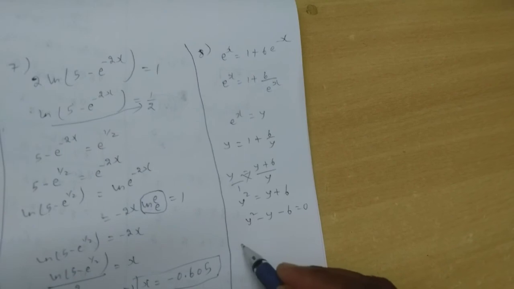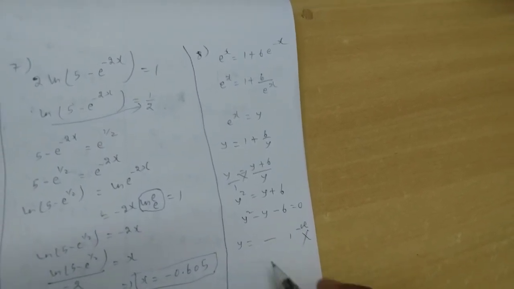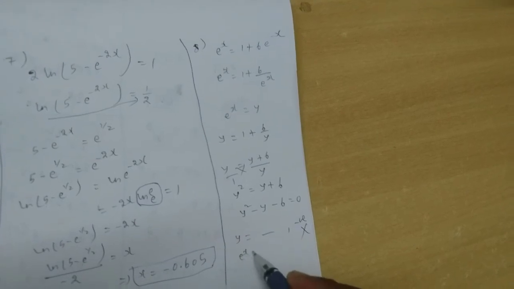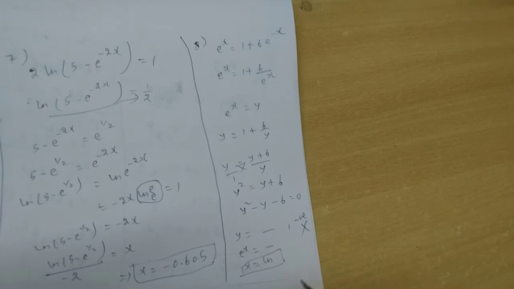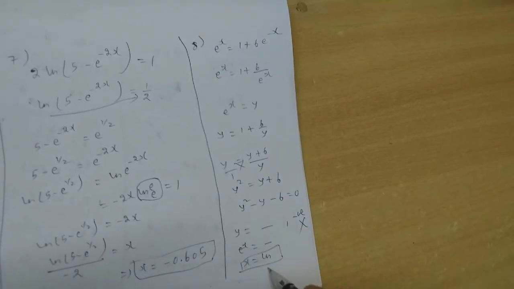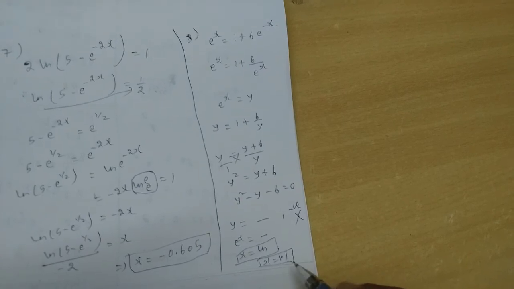Factorize, you will get two values for y. One is positive, other is negative. Reject negative. For the y value, it is e^x equal to this. So x equal to, apply ln on that, you will get the value for x. And that value you should get 1.1. Am I clear with this? Yes.